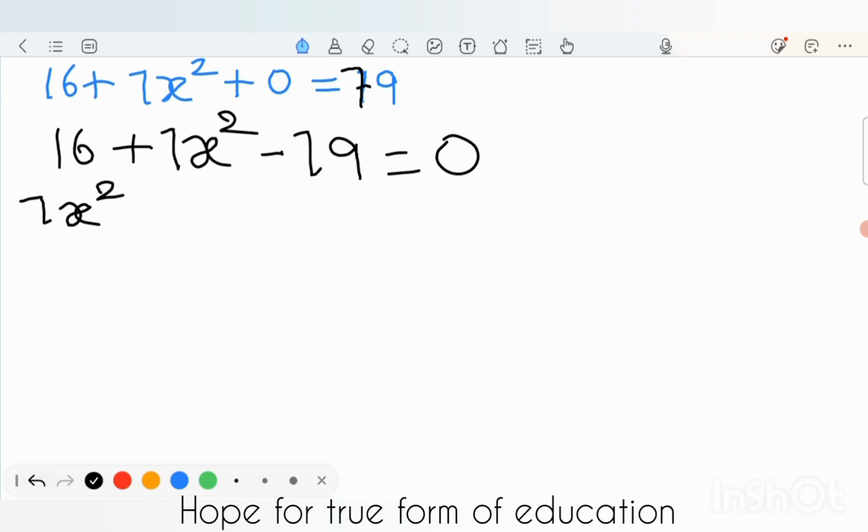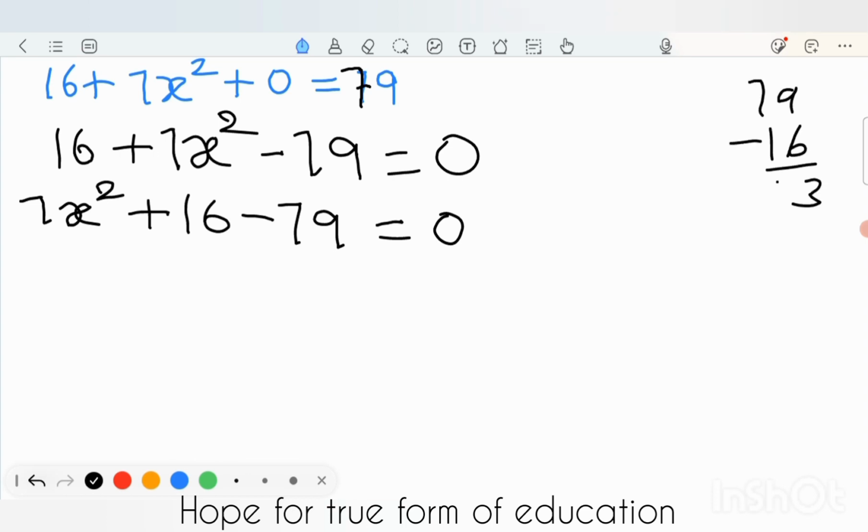They put 16 first, 7x square next, so you put it in the order: 7x square plus 16 minus 79, which is equal to 0. So plus 16 minus 79, it's minus 63, which is equal to 0.